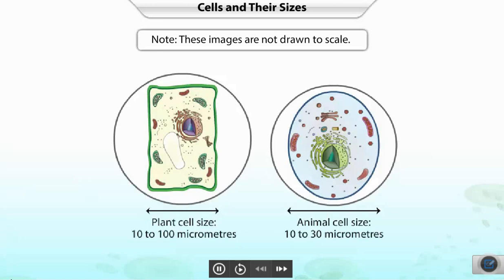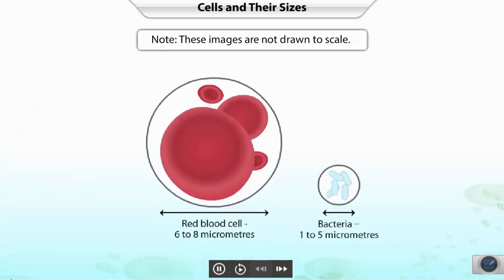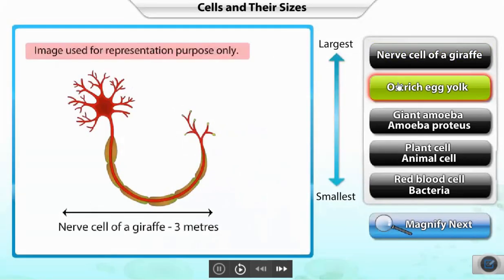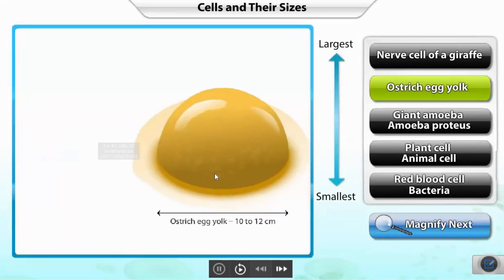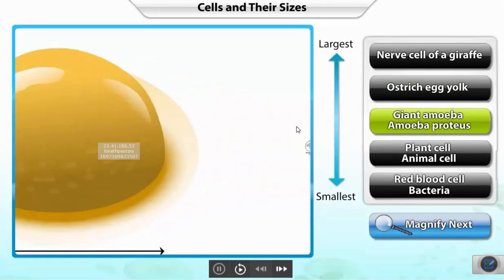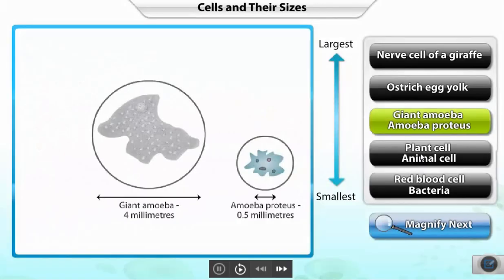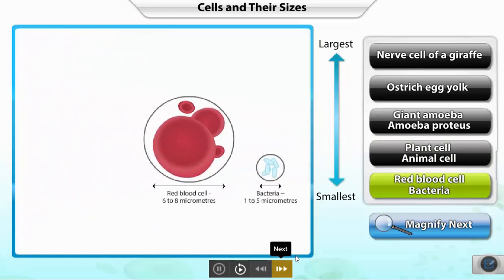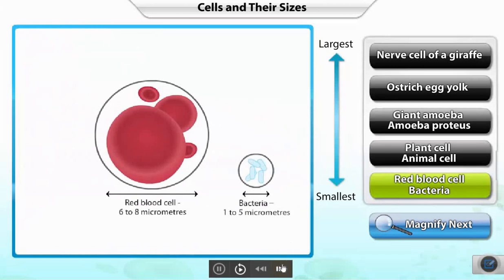Still smaller are cells such as red blood cells and bacteria, which range from 1/1000th to 1/100th of a millimeter and can only be seen through an electron microscope. They're really tiny. So the largest cell is the nerve cell of the giraffe. Then is the ostrich egg yolk. Then the giant amoeba, plant cell and animal cell, and red blood cell and bacteria.